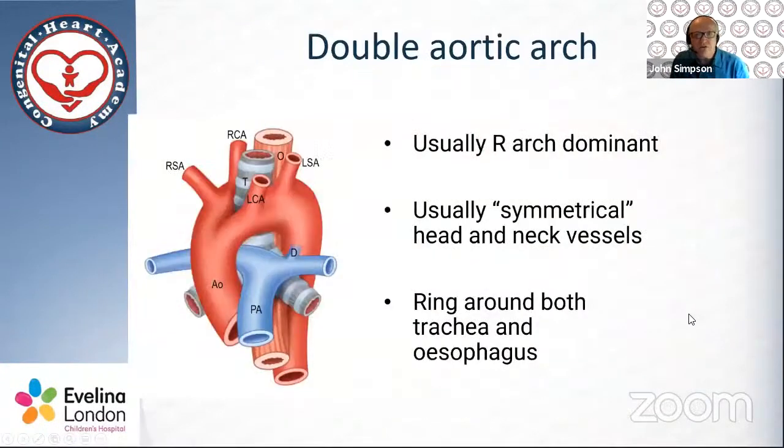If we switch now to look at the double aortic arch, usually the right aortic arch is dominant, but not invariably. And you can see these actually encircle both the trachea and the esophagus. And usually there's a more symmetrical appearance of the head and neck vessels.